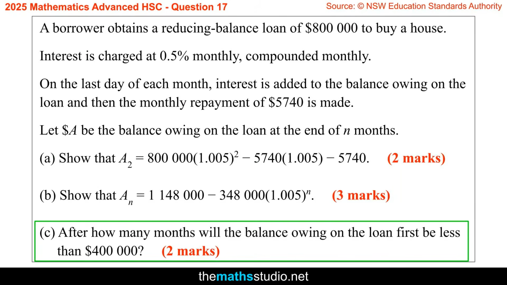Part C. After how many months will the balance owing on the loan first be less than $400,000?